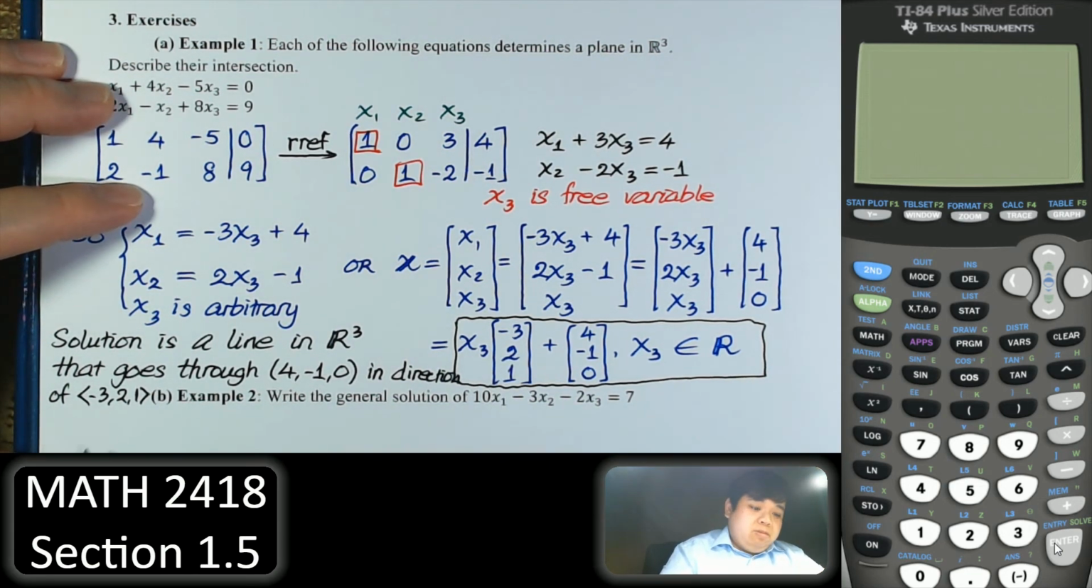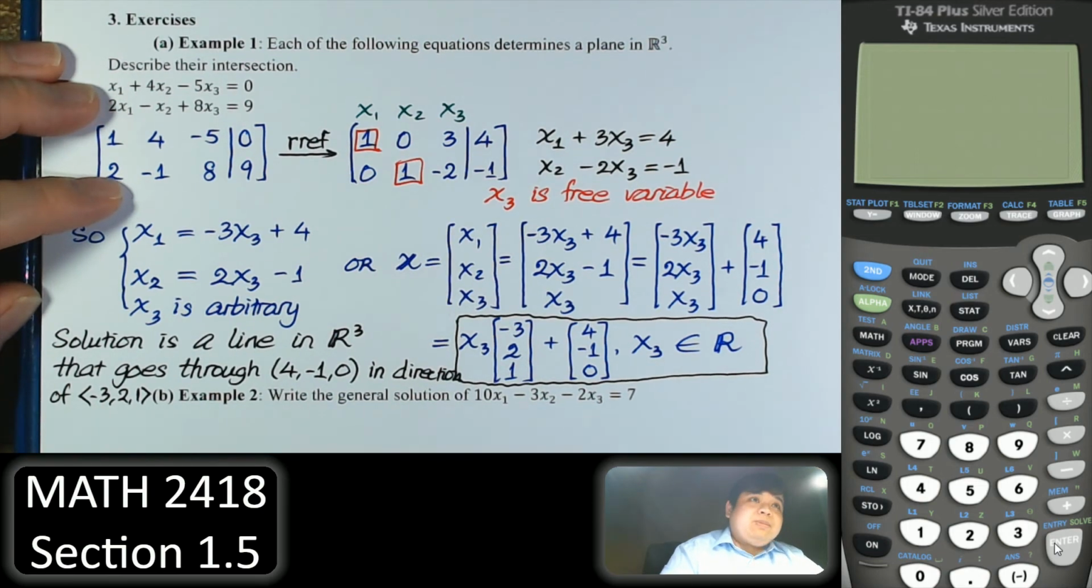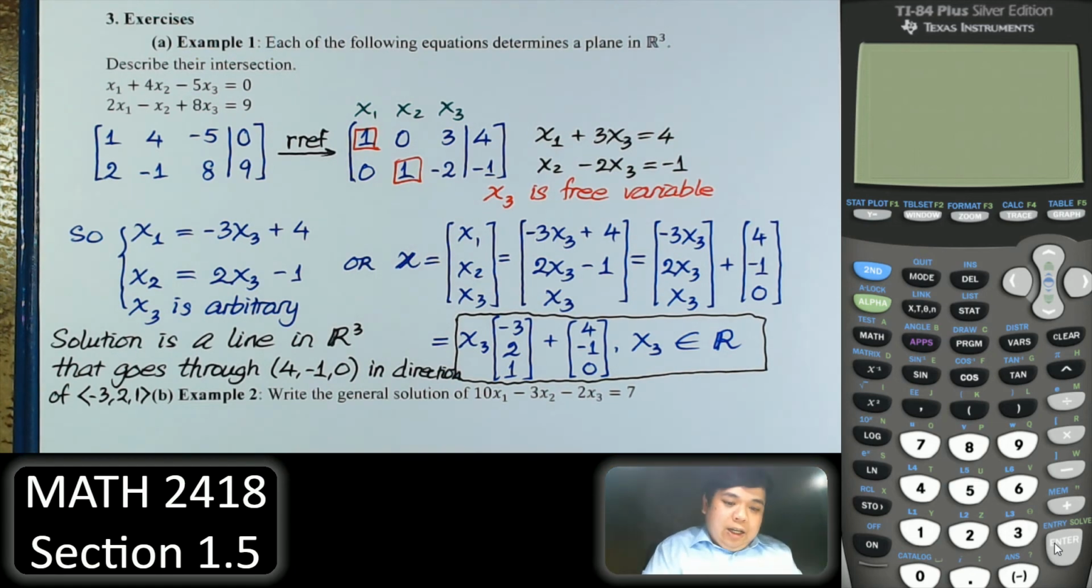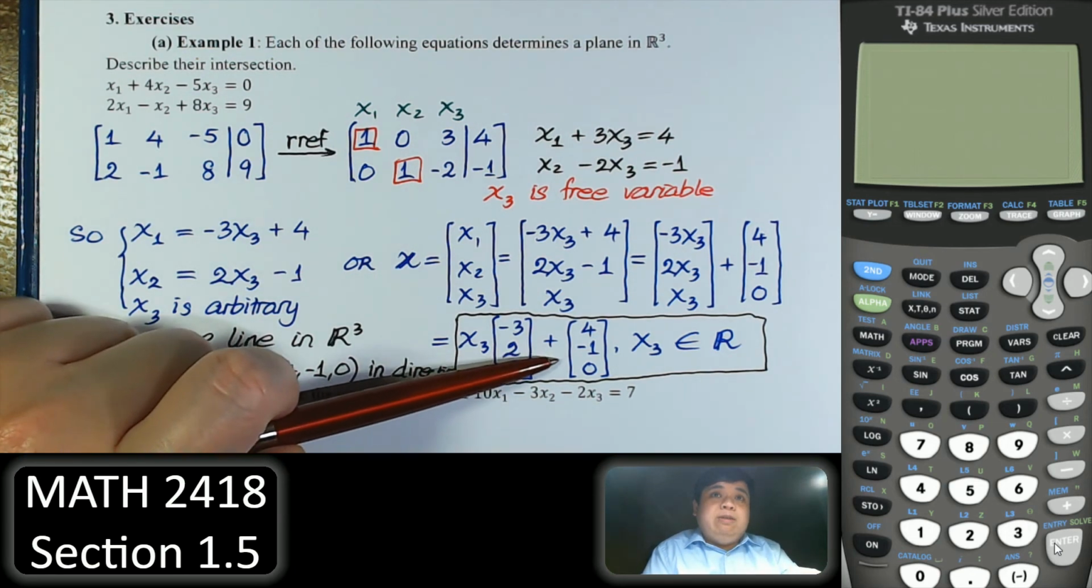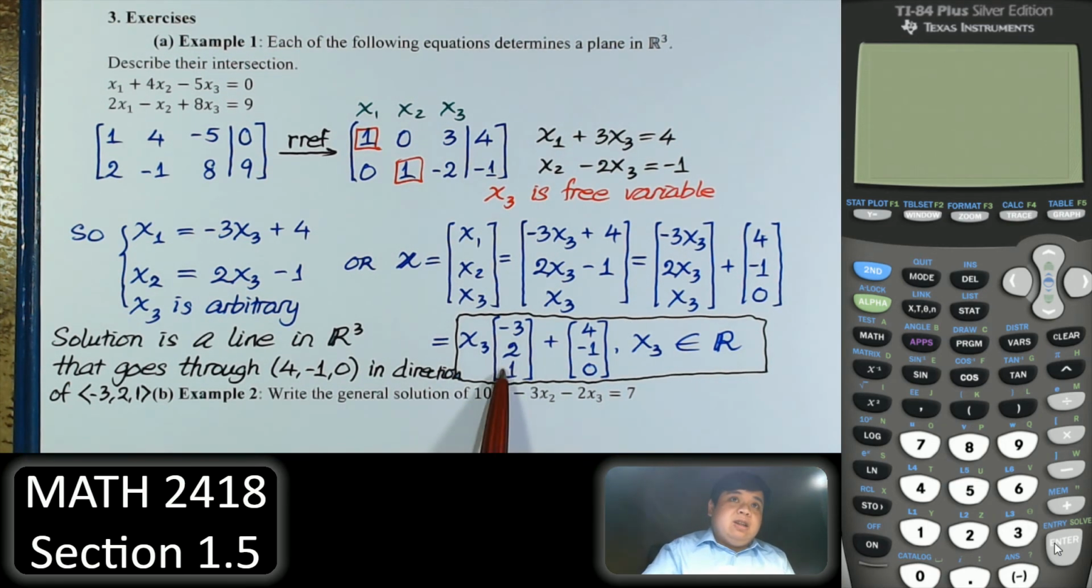It could be in column, when we write the vector like what we use in Cal 2, Cal 3. Once again, the particular solution gives us where the line or the plane goes through, and the vectors that go with the parameter give us the direction.